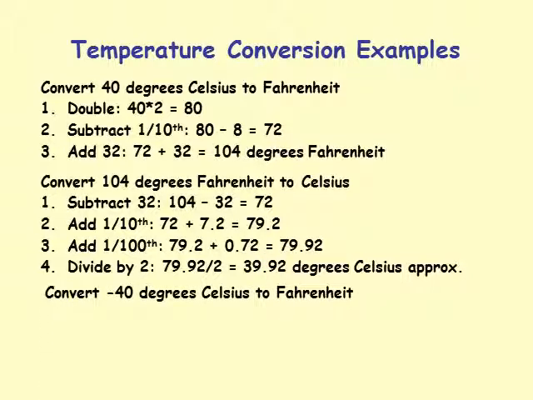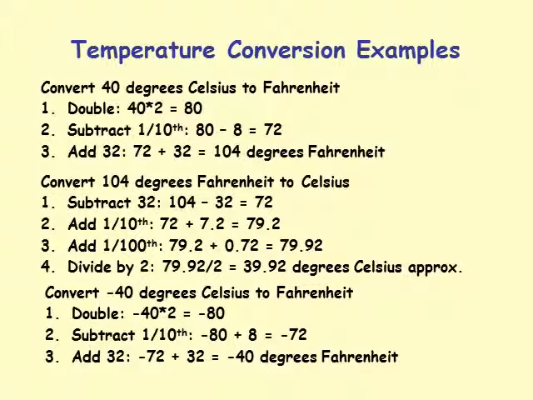Let's do another example. Convert minus 40 degrees Celsius to Fahrenheit. Double is minus 40 times 2, which is minus 80. Then we subtract a tenth. A tenth of minus 80 is minus 8. So we subtract minus 8, which gives minus 80 plus 8, which is minus 72.